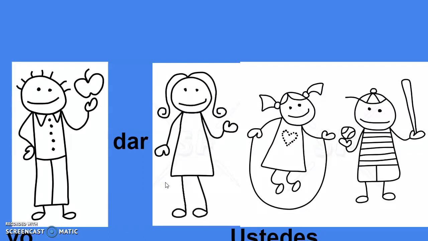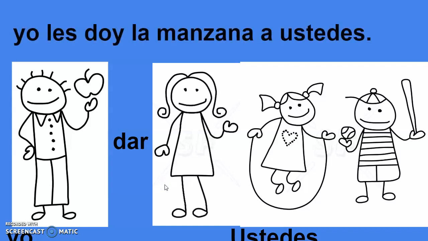All right. We have I give it to them. I give them an apple. Yo les doy la manzana a ustedes. Sorry, to y'all, not to them. So another thing, you guys, I give them the apple.